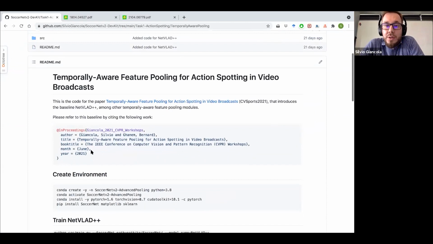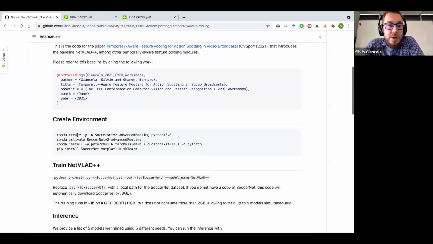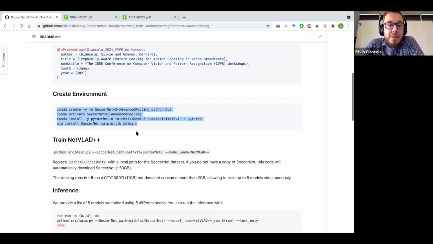In order to install this, to train and to run that code, you obviously have to create an environment. This environment is handled with Conda. I will be using PyTorch 1.6, Torch Vision 0.7 and CUDA version 10.1. Obviously, it would work with other or more recent versions of PyTorch, and I believe also some older versions of PyTorch and CUDA.